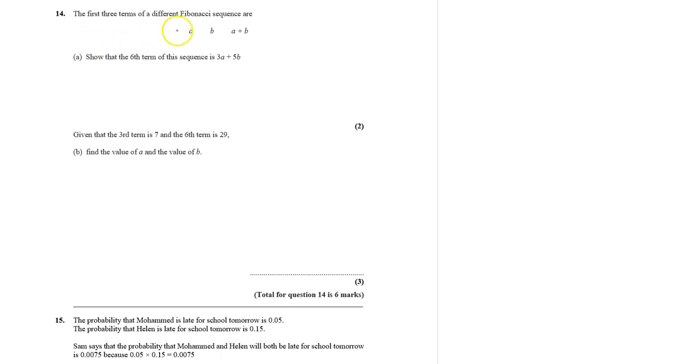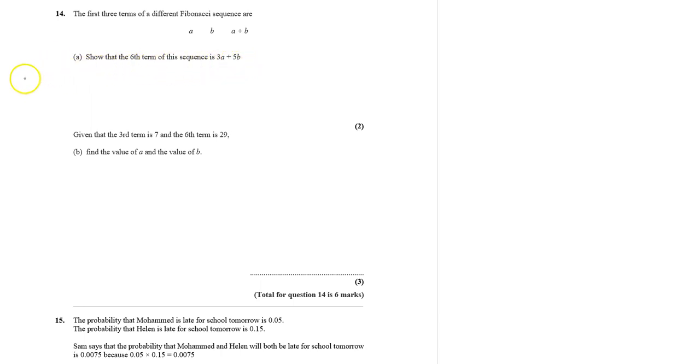So question number 14, we've got a Fibonacci sequence. Now the Fibonacci sequence is where the next term in the sequence is the sum of the previous two. So we've got A and B, so the next one is A plus B. The next term after that then would be A plus 2B. Now part A says show that the sixth term is 3A plus 5B.